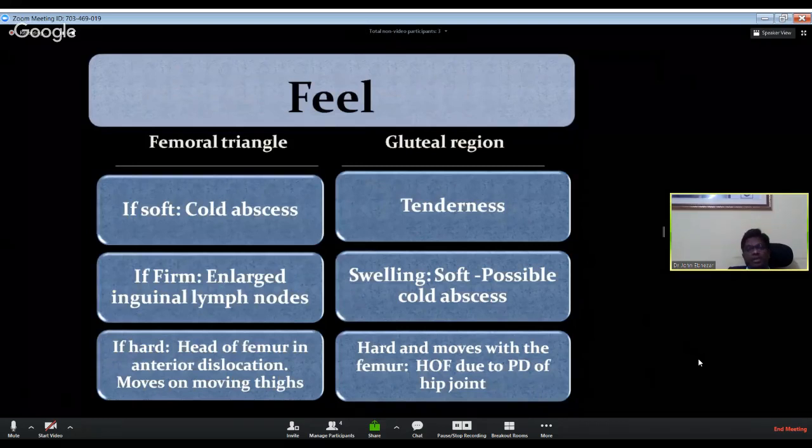And in the gluteal region, if you find a mass, what are you going to look at? Is it tender? And is the swelling soft? If so, possibility of a cold abscess. If it is hard and moves with the femur, it could be the head of the femur due to posterior dislocation. So this is what you're going to look for in the femoral triangle and the gluteal region.